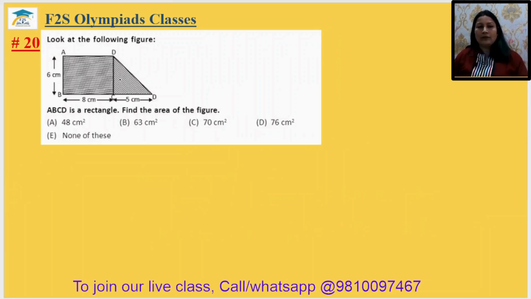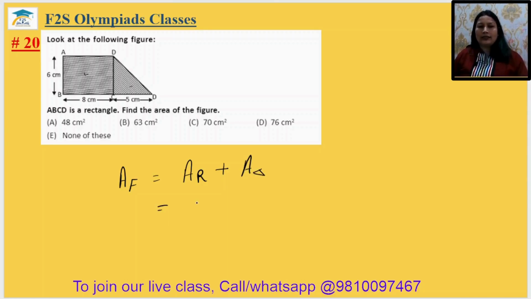Question number 20. Look at the following figure. ABCD is a rectangle. Find the area of the figure. You have to find the area of the whole figure. So this is very simple. Area of the figure will be area of the rectangle plus area of the triangle.